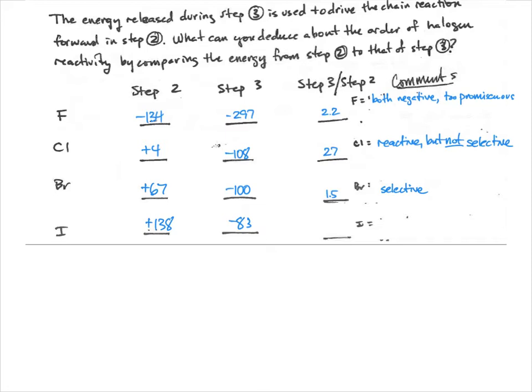Then 83 divided by 138 for iodine is 0.6. And we say this is not reactive at all. So it does not have enough energy to abstract the hydrogen atom and propagate the chain.